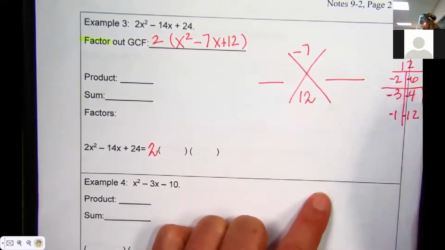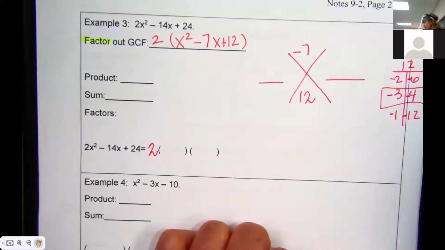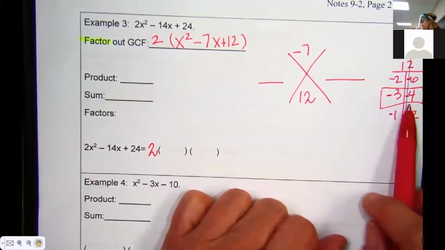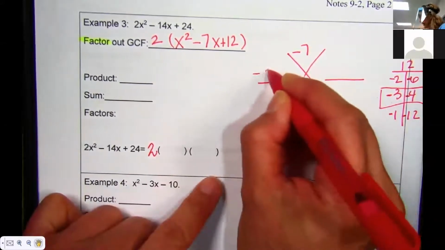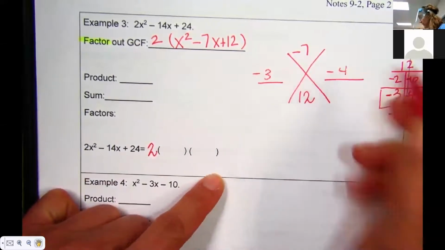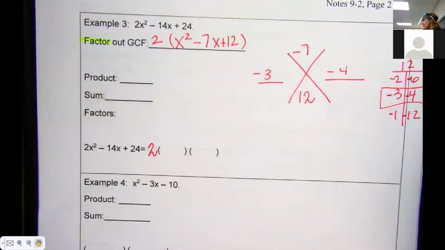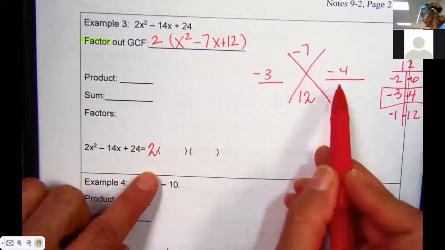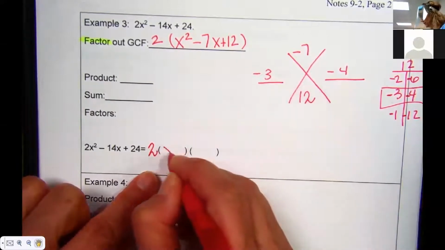So if you notice right here, that's going to be our answer because a -3 times a -4 is a 12, and a -3 combined with a -4 combines up to a -7. So our answers are going to be x minus 3, x minus 4.